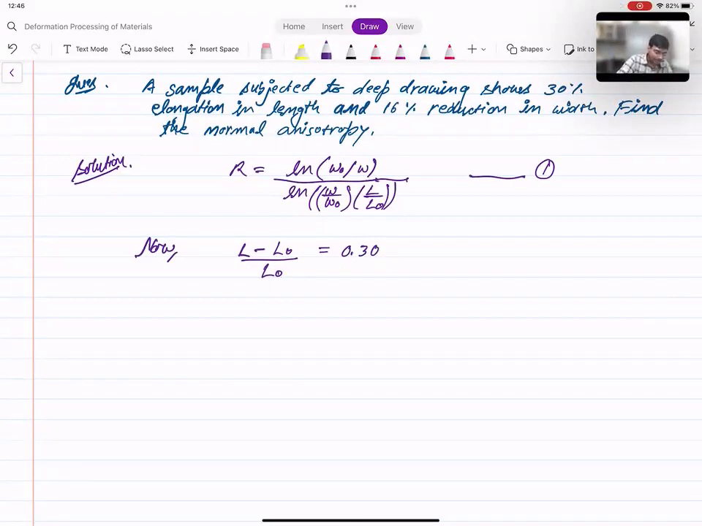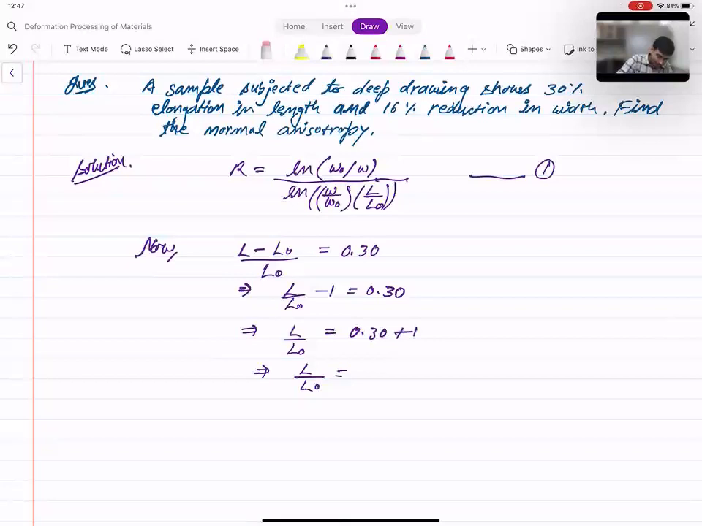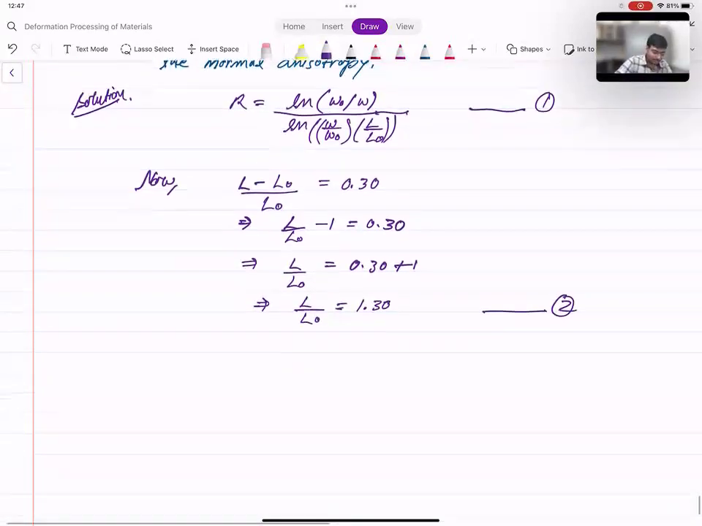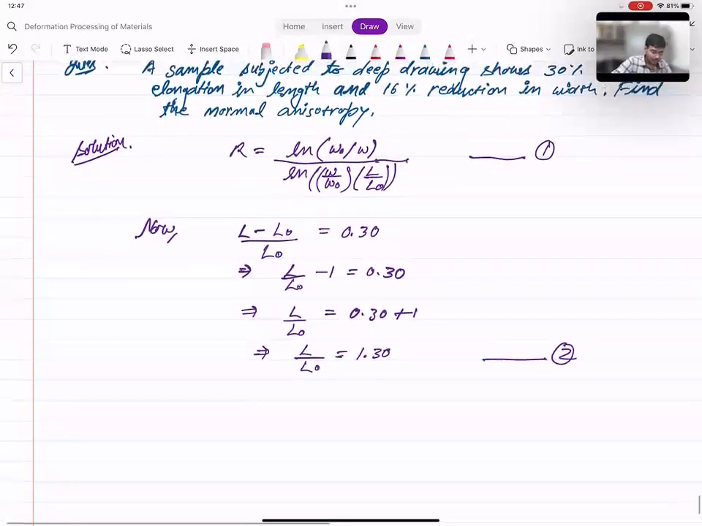Okay, so by rearranging we can write it as L over L naught minus 1 is 0.30, or L over L naught is 0.30 plus 1, which will be nothing but 1.30. Okay. So here we have the value of L over L naught. Similarly, we can find the ratio of width.